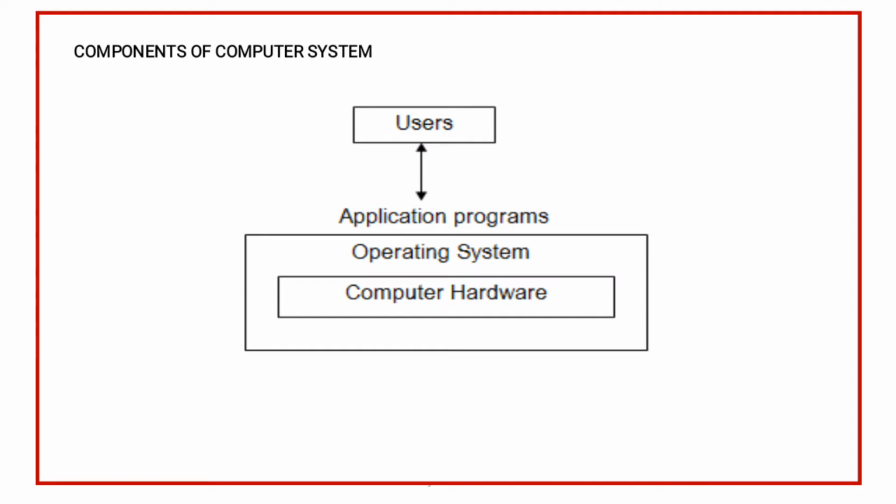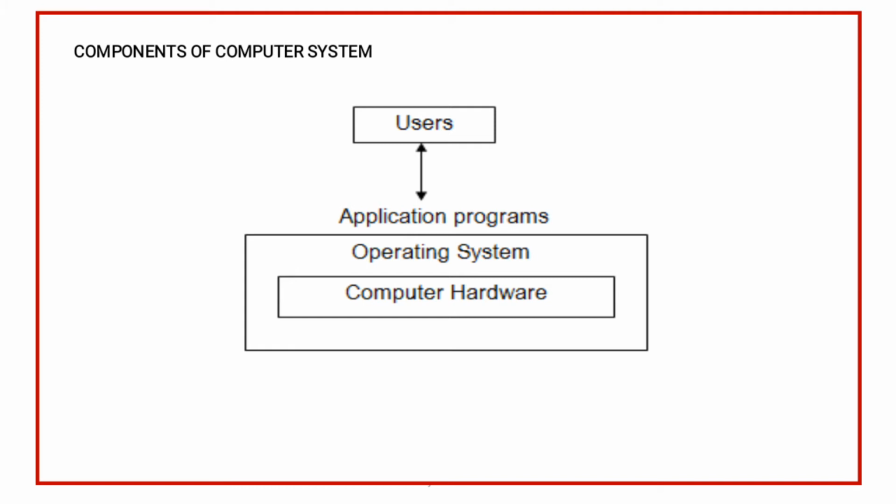Now next topic is components of computer system. A computer system can be divided into four components. Number one, the hardware, that is CPU, memory, and input-output devices. Number two, the operating system. Number three, the application programs like compiler, database, video games, etc. And number four, the users, that is people, machines, or other computers. Now see, the figure shows components of computer system.